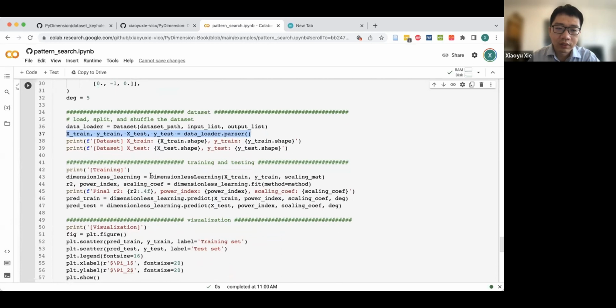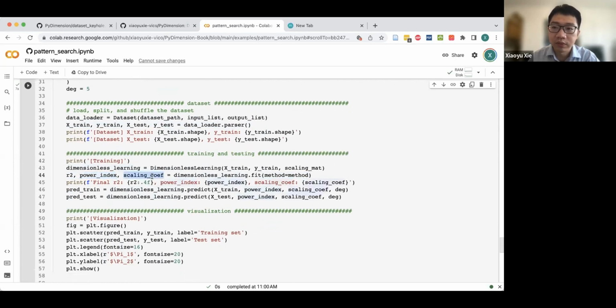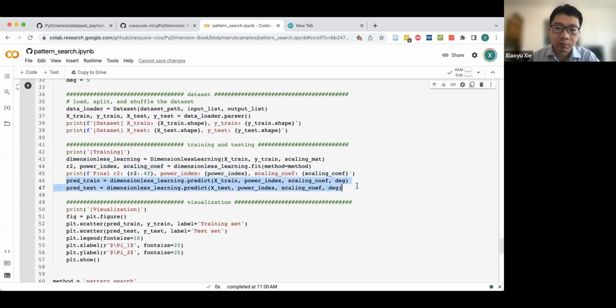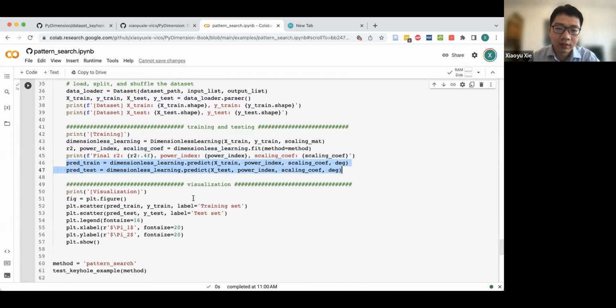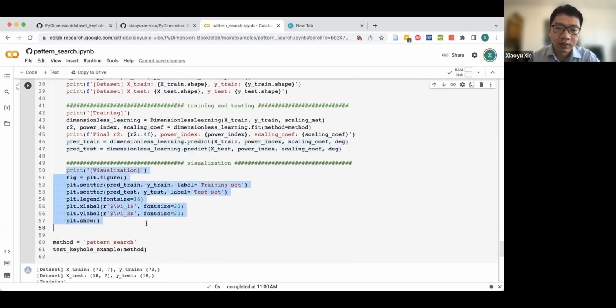And after that, you can build your model and fit the model. Then you can return the R-squared score and the power index for the dimensionless numbers, and also obtain the coefficients for the polynomial function. And this tries to evaluate the model's performance on the training set and the test set. After that, we can do the visualization.